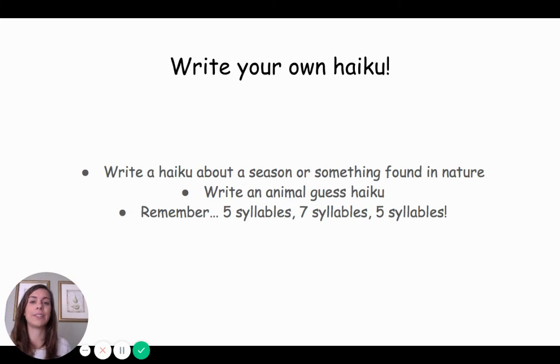Your job today is to write your own haiku. You can write about a season or something found in nature, or you could write an animal guess haiku. Remember, your first line should have 5 syllables, your second needs to have 7, and your third line needs to have 5. I'm excited to read your haikus.